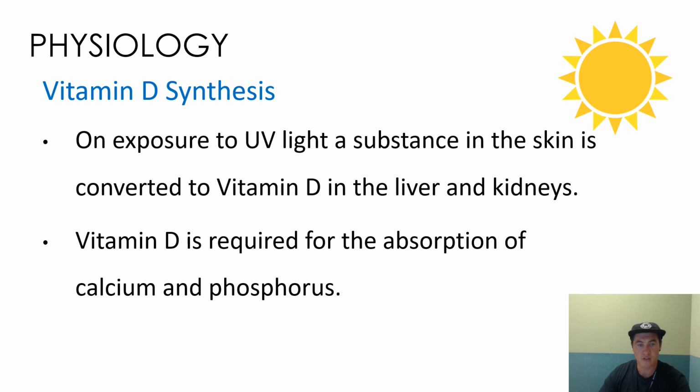On exposure to UV light, there's a substance within our skin that helps convert UV light into vitamin D, and this happens in the liver and kidneys. Vitamin D is required for the absorption of calcium and phosphorus, so it's really important. You don't need to know what that substance is. I googled it and it's a pretty technical term, so just know that there is a substance within the skin that helps convert UV light into vitamin D, and that we need vitamin D as part of the process of absorbing calcium and phosphorus.